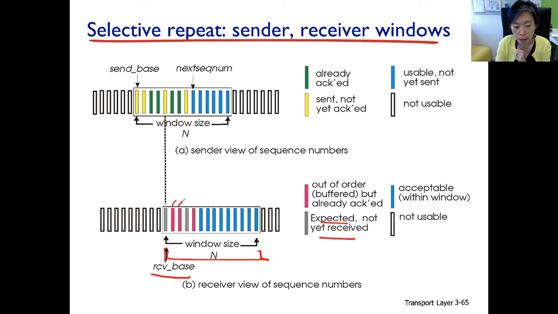And there could be a number of these pink packets around. These are the packets arriving okay, but out of order because there's a gap before them. So those are the out-of-order buffered packets. The blue ones are the acceptable packets that are expected next. The blank ones are just not possible. If we receive packets after receive base plus N, we will treat these as maybe hacker-injected packets, spoofed packets, things like that.